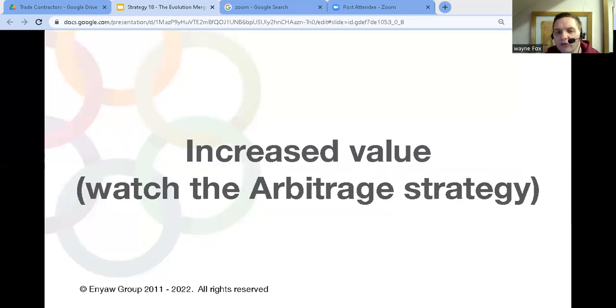There are lots of benefits to this strategy, but the last one I want to touch on is the value of the combined businesses packaged within this group structure. I won't go into the detail here, but go and watch my other video on the arbitrage strategy, and you'll see what I mean about combining that with this strategy.